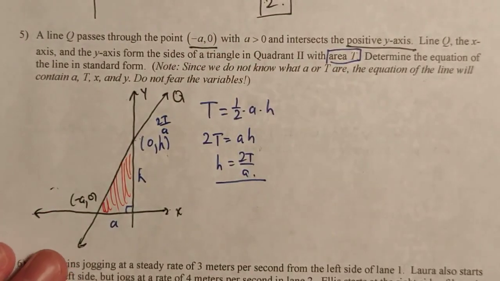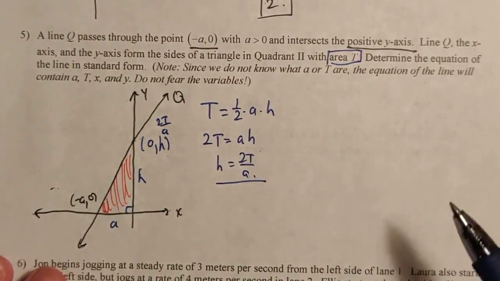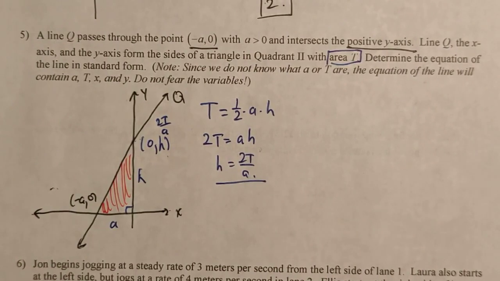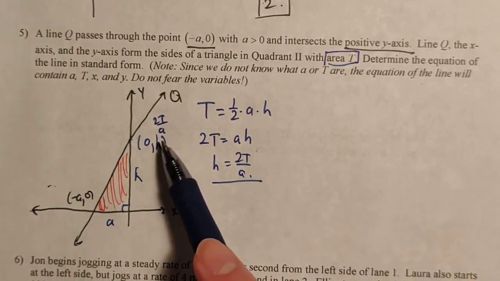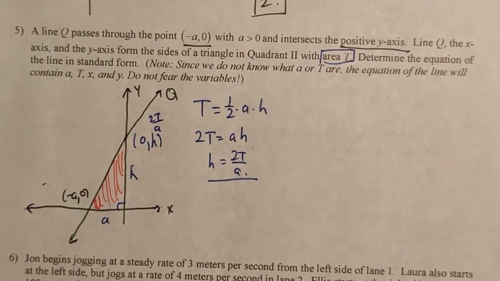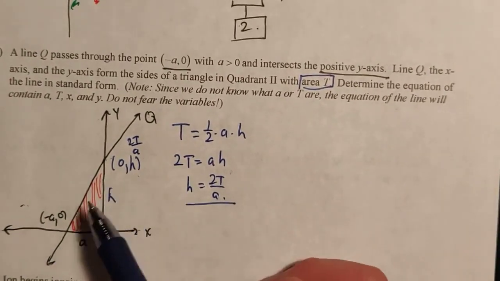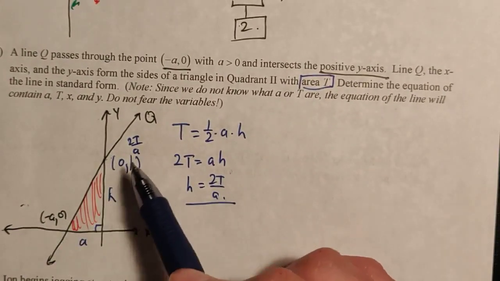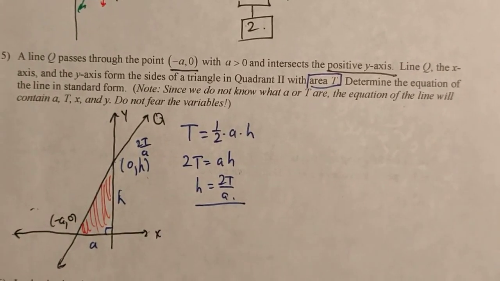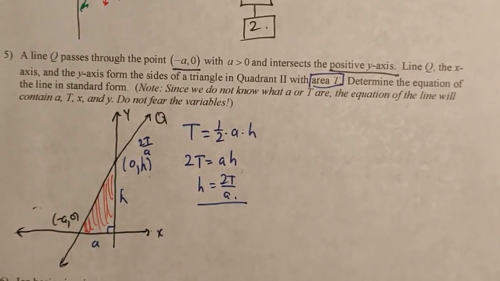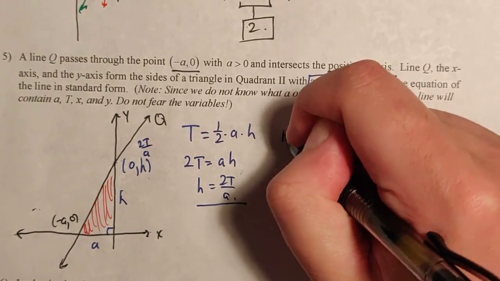Okay, now, the nice part about this is that we want to determine the equation of the line. Now, to determine the equation of the line, you need a slope and a y-intercept. We have the y-intercept. The y-intercept is 2t over a. We still need to know what the slope is, but note that we have 2 points here, (-a, 0) and (0, 2t over a), so we can calculate the slope here. So let's go ahead and do that.